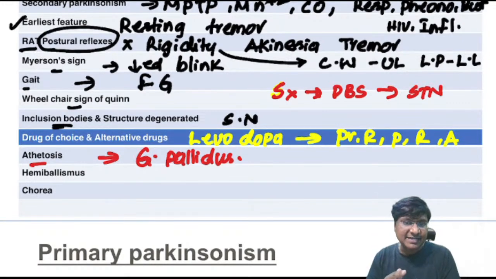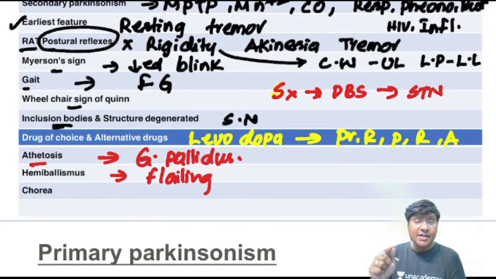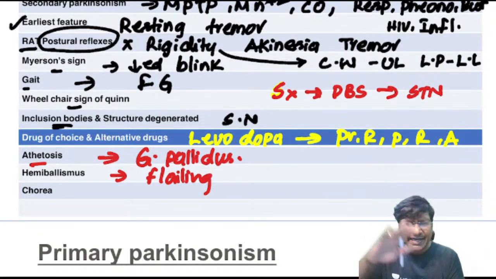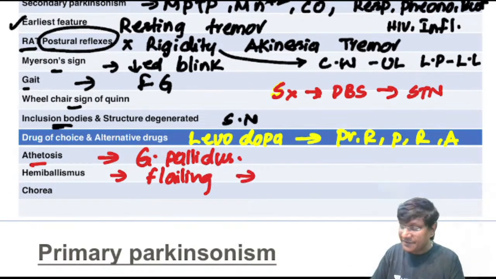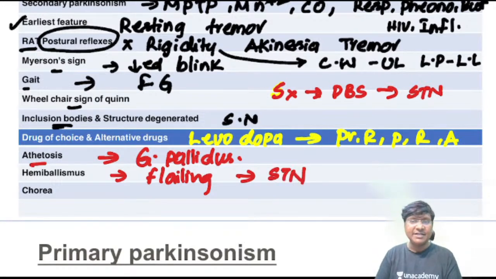Okay, then hemiballismus. What is hemiballismus? It is a sudden flailing movement of the entire limb, that is called hemiballismus. And the structure which is defective for the development of hemiballismus will be the subthalamic nucleus.